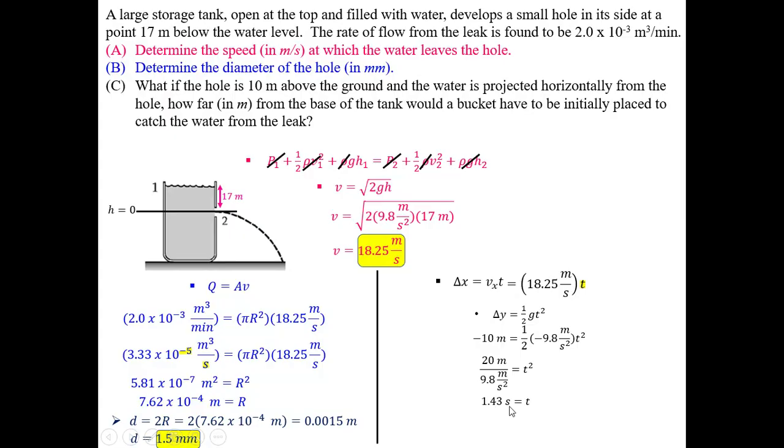Now once you know t, you can just plug it back into your delta x function from earlier. We already know v from part A, which is 18.25, and t is what we just found, 1.43. Literally just multiply, and the bucket should be placed at about 26.1 meters from the base of the storage tank here.